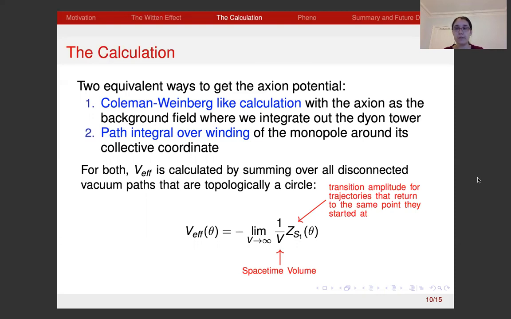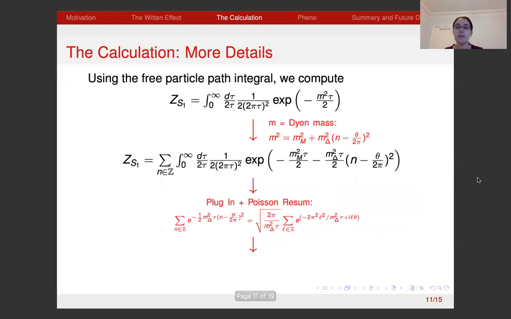So in order to get the effective potential, we need to actually compute Z of S1. The way to do that is using the path integral, specifically the free particle path integral. And when we actually compute the free particle path integral, what we find is that Z of S1 is going to be equal to the integral from 0 to infinity of d tau over 2 pi times some normalization factor that depends on tau times the exponential of minus m squared tau over 2. Now here, m is the mass of the particle that we're integrating out.